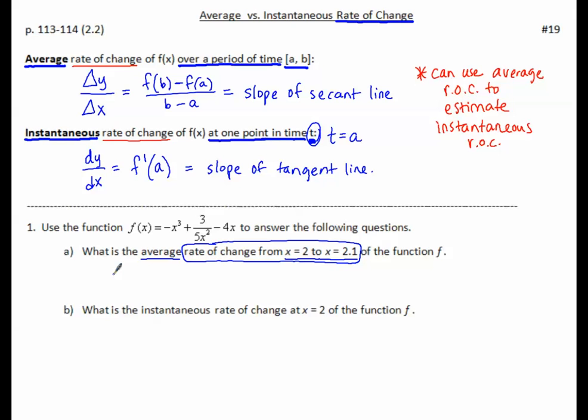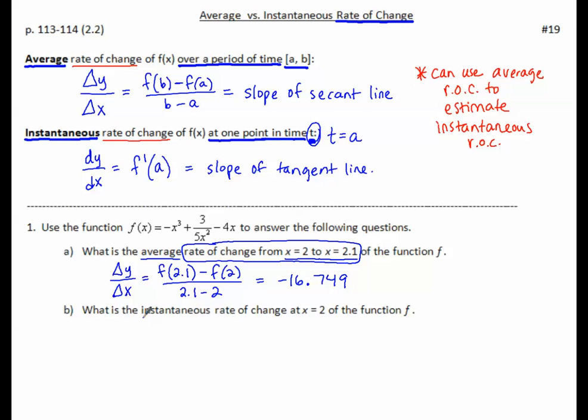So for an average rate of change, or a rate of change over an interval, we think of slope, change in y over change in x, or the y value evaluated at one endpoint minus the y value evaluated at the other over the x values subtracted, the difference in the x values. If we plug those in, we get negative 16.749. Remember, when we round, we always go at least 3 decimal places. We can always go more.